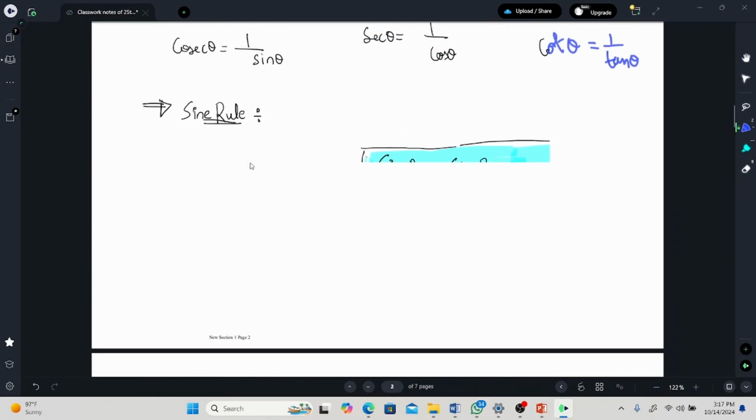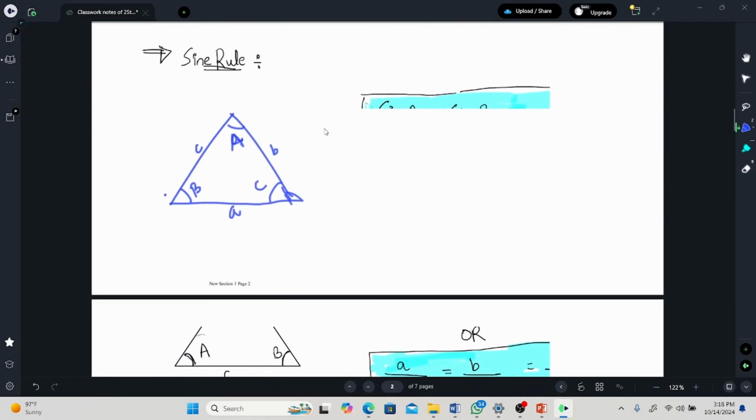The sine rule says that if you have a triangle, and this angle is capital A and this side is small a, this angle is capital B and this side is small b, and this angle is capital C and this side is small c, then the sine rule is a by sine A, side by sine of the angle of that side, equals b by sine B equals c by sine C. This is your sine rule. You can apply this in order to find an unknown side or unknown angle, depending upon what values are given to you in the question.